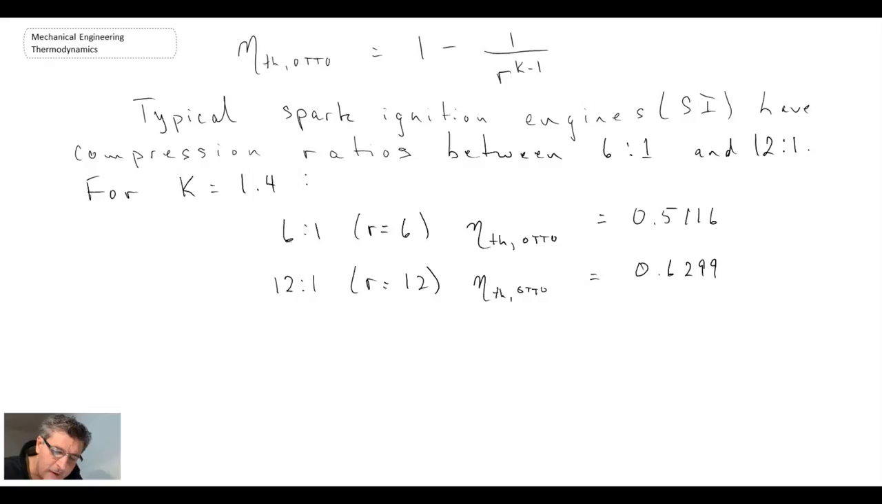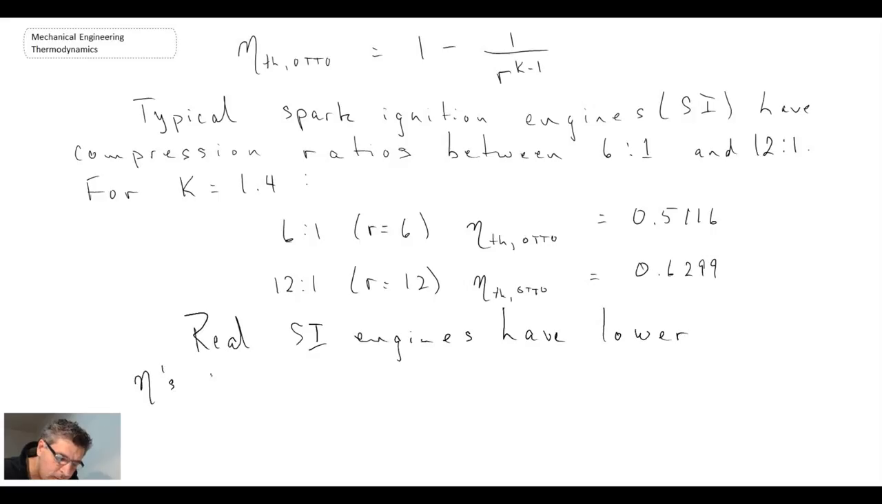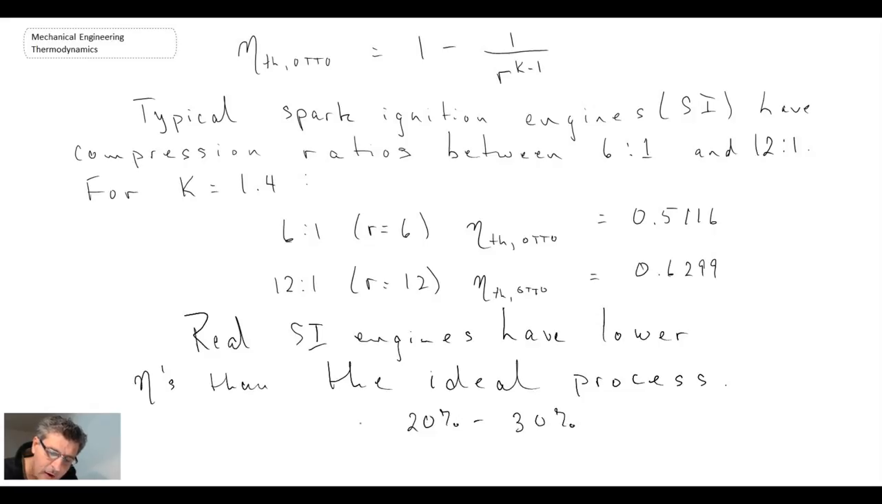In reality, however, nature comes in and plays some tricks on us and prevents us from being able to have this idealized scenario. And in reality, real SI engines have lower thermal efficiencies. So typically in reality we're somewhere between 20% to 30% depending upon the design, and this would be for Otto. It'd be more in that kind of range is what you would normally find with an engine.